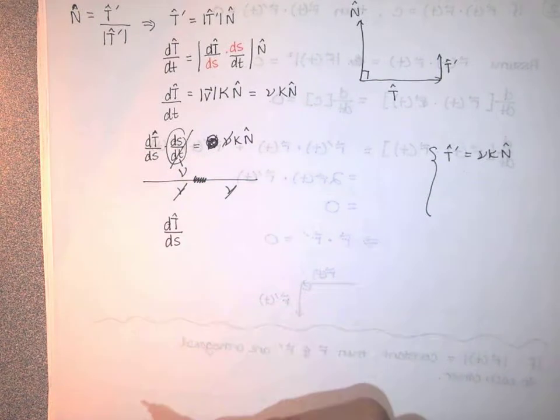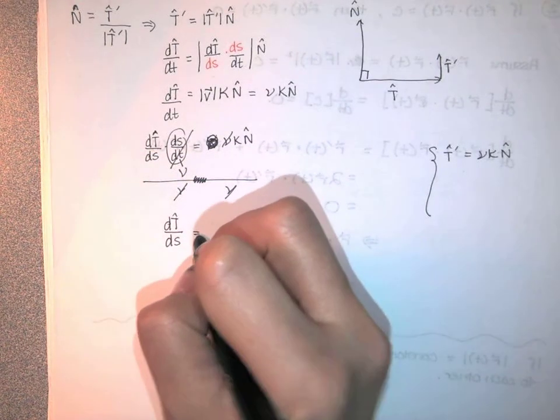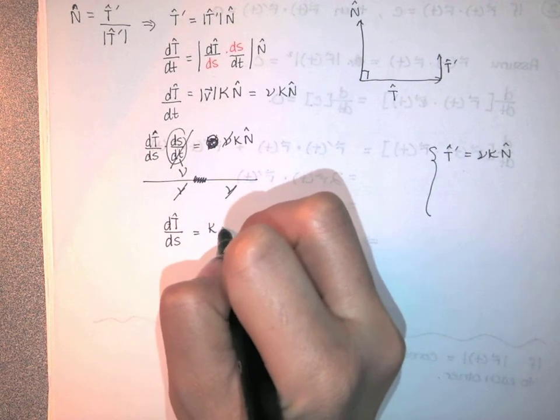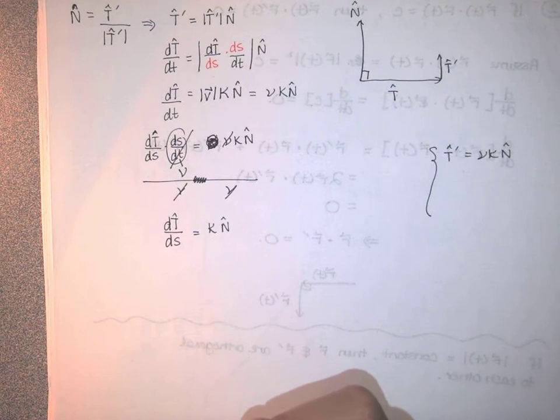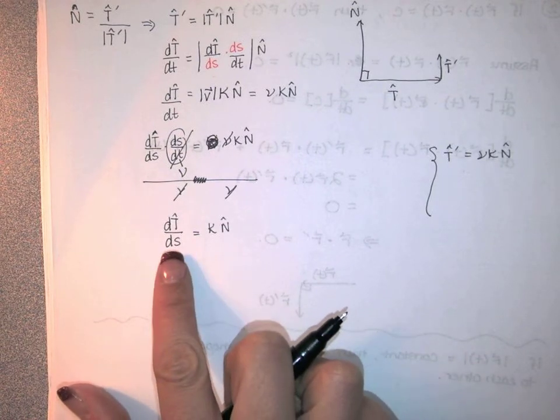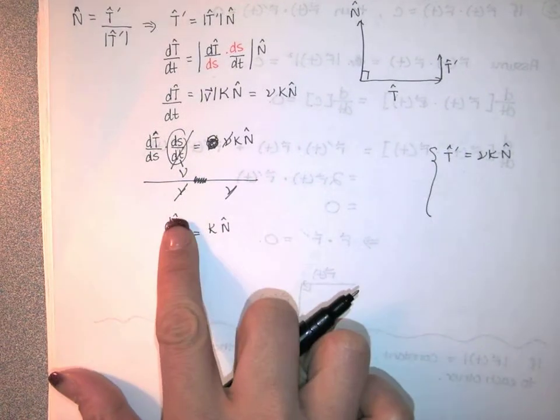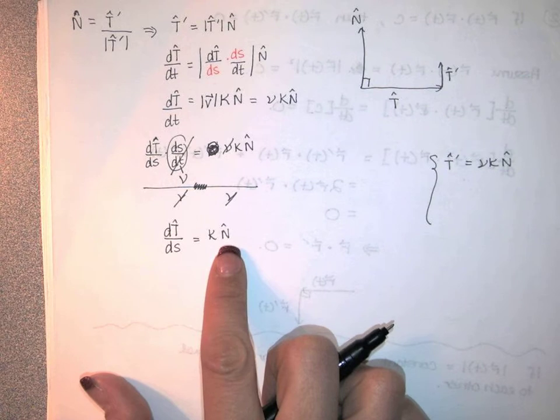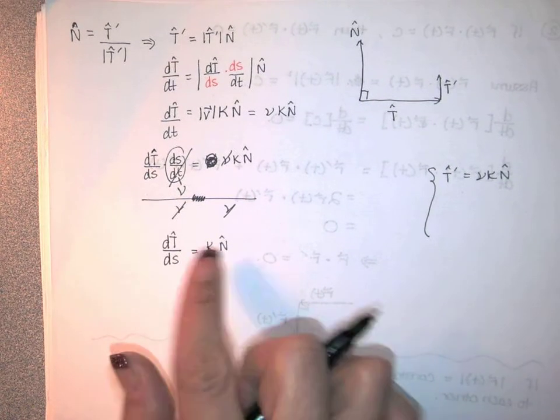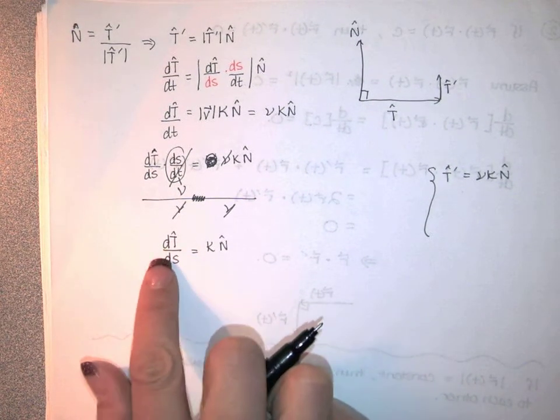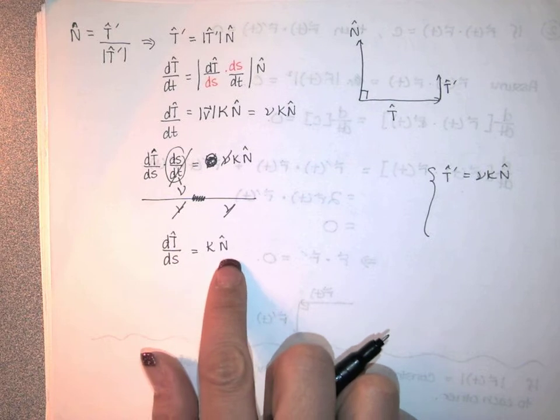I've got the derivative of t hat with respect to arc length is equal to the curvature times n hat. So as we travel along the curve, this is changing at a rate that's proportional to the current unit normal vector. The rate of change of t hat is the curvature times n hat.